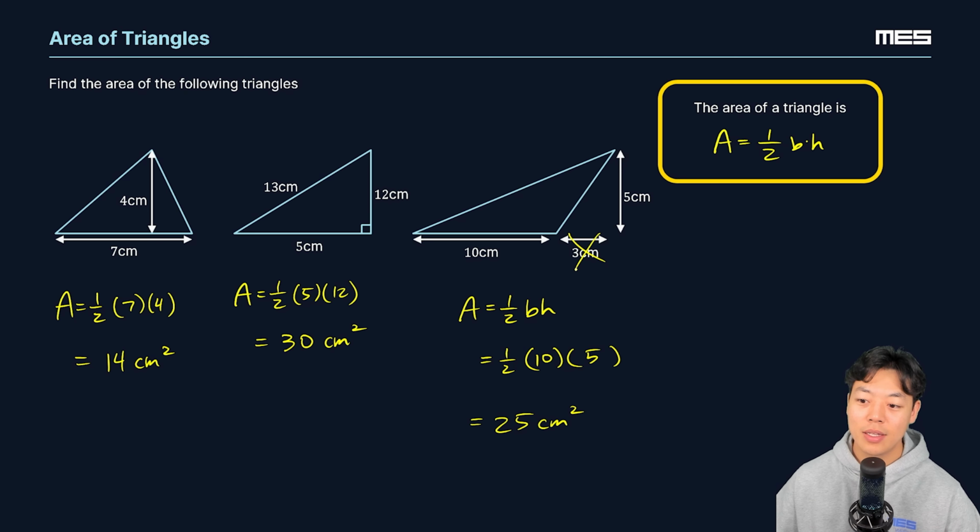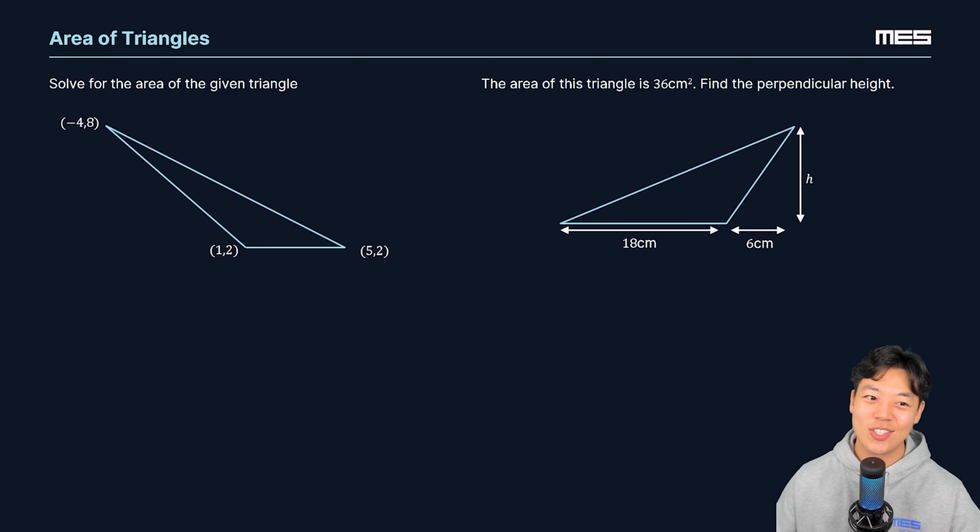This 3 does not matter, right? If we included the 3, then we'd actually be finding the area of this bigger right triangle, right? But because this 3 is not included within this blue bordered triangle, we only take 10 as our base and 5 as our height. Let's check this out now.